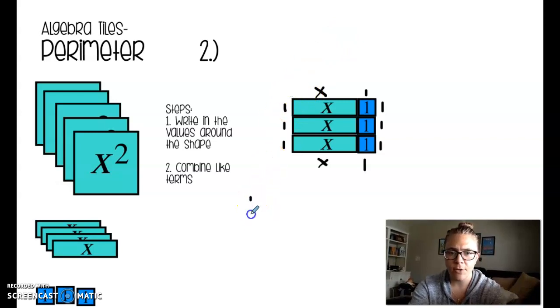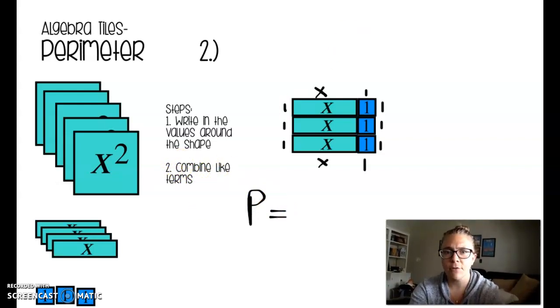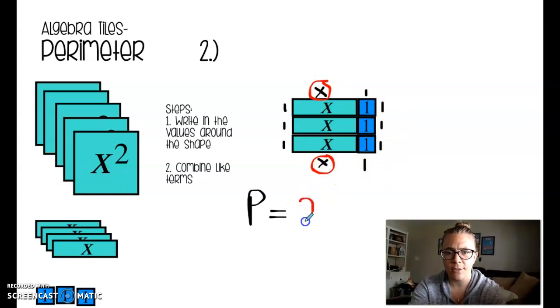So to find the perimeter, I can combine my like terms. I am on step 2 right now, and I'm going to color code them because that makes it easier for me, and then I can really see if I've missed something or not. So I have an x, x, and that's it. So it looks like I have 2 x's on my perimeter.